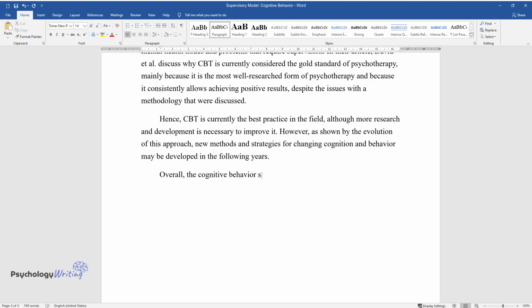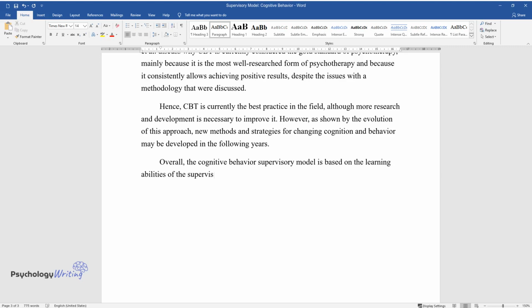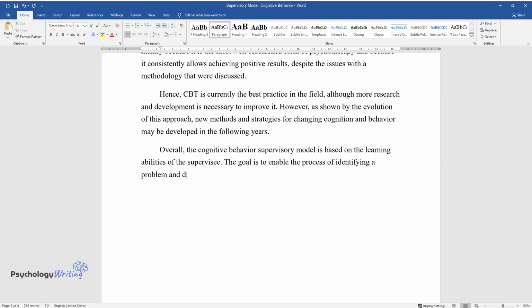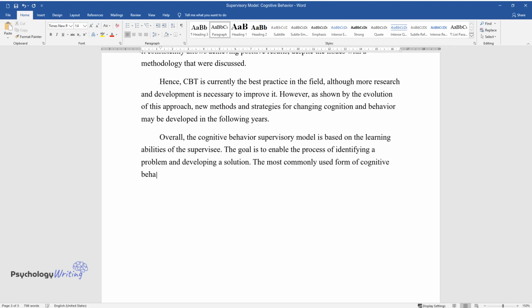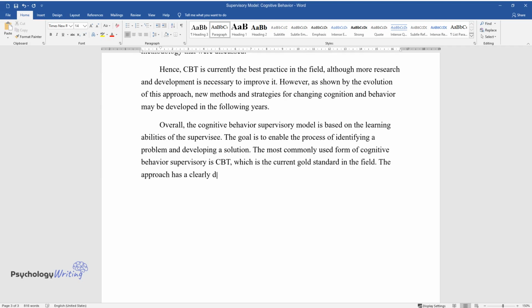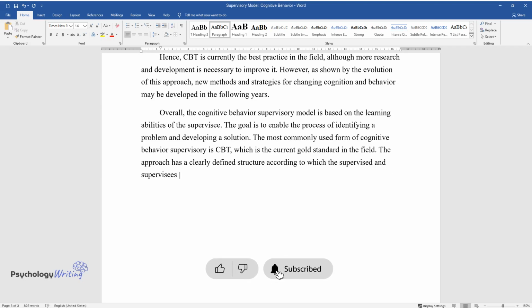Overall, the cognitive behavior supervisory model is based on the learning abilities of the supervisee. The goal is to enable the process of identifying a problem and developing a solution. The most commonly used form of cognitive behavior supervisory is CBT, which is the current gold standard in the field. The approach has a clearly defined structure according to which the supervisor and supervisee work on a defined plan, and the latter receives homework for individual work.